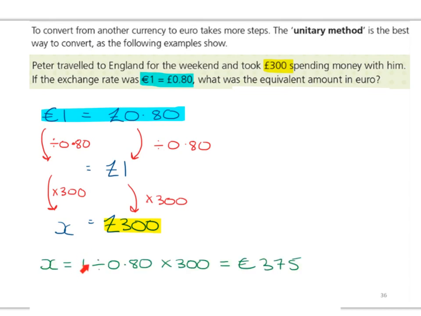So 1 divided by 0.80 multiplied by 300 is €375. So with this particular exchange rate, £300 in sterling is equal to €375.